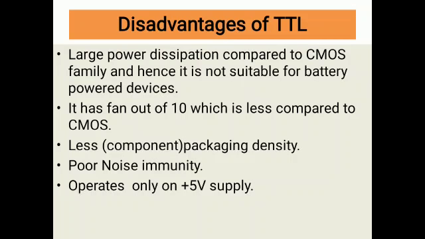Less packaging density, so the number of components on the same chip is less. Poor noise immunity and operates only on 5 volts. So these are the disadvantages. Similarly, you can also write the advantages and disadvantages for the CMOS IC.